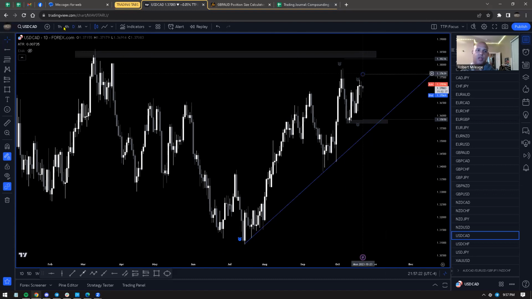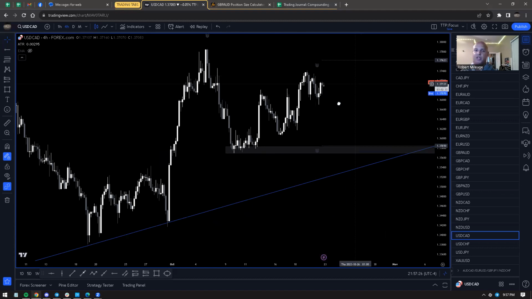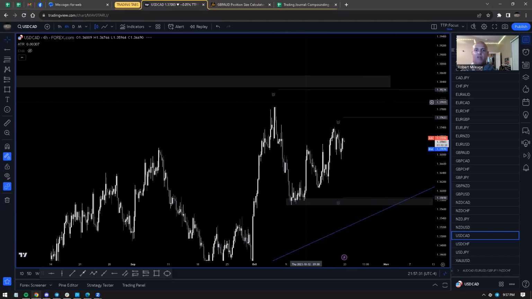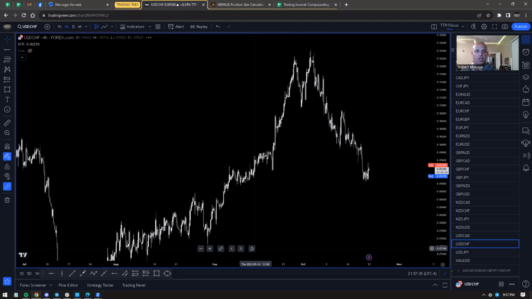I'm waiting for price to break up, because if price breaks up here, then I can use some of these zones for possible breaks and retests depending on where and what happens. And then if price gets to this level here, a reaction. So we'll see what happens there. USD JPY.